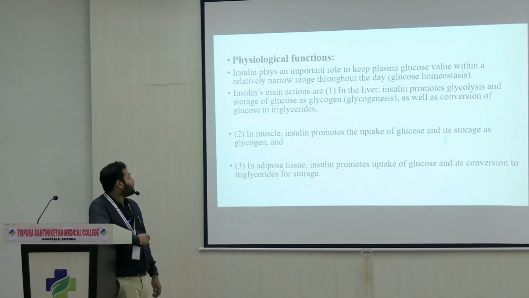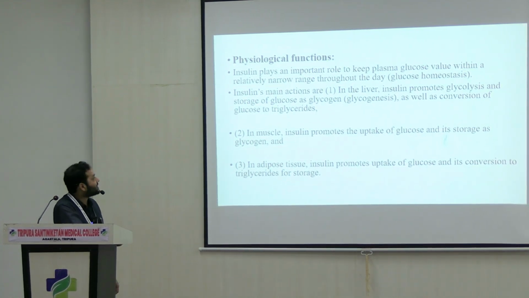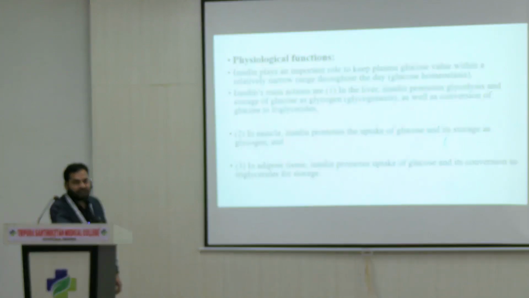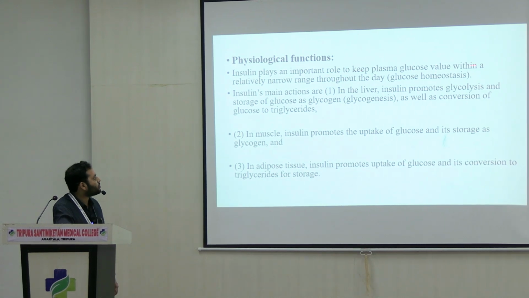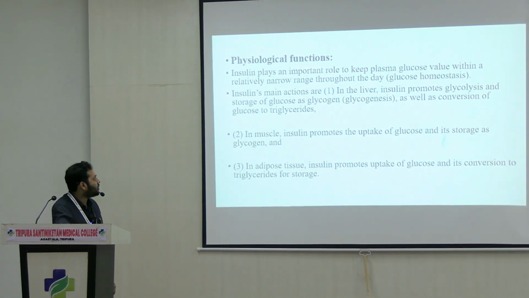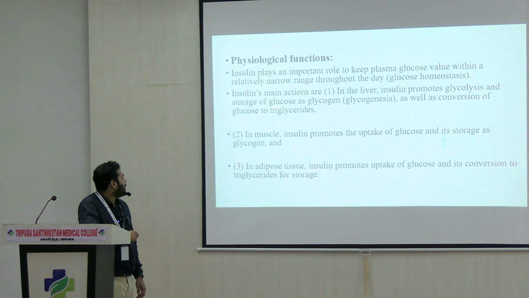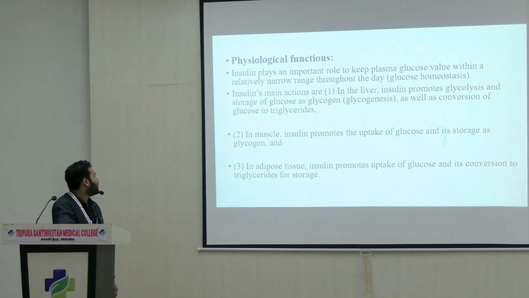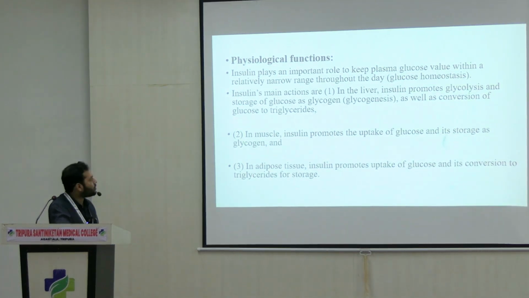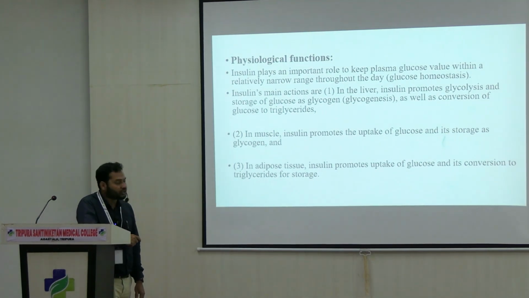Now, the next part is about the physiological functions. As I have already mentioned, what are the most important target sites and the most important functions carried out by insulin hormone. Insulin plays an important role in keeping plasma glucose within a relatively narrow range throughout the day, that is, by maintaining glucose homeostasis. Insulin's main actions are in the liver. Insulin promotes the glycolysis event and storage of glucose as glycogen, and it also involves the conversion of glucose to triglycerides, because all of these act as important sources of energy.